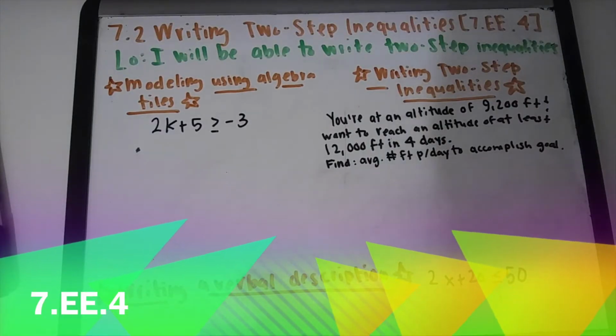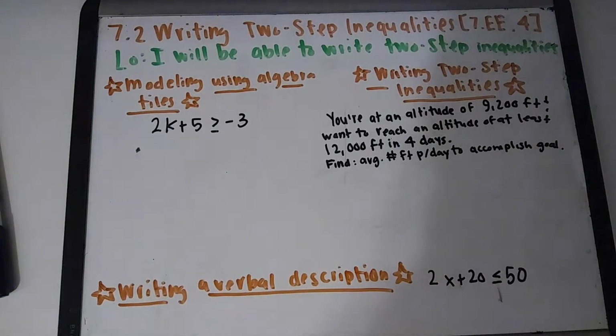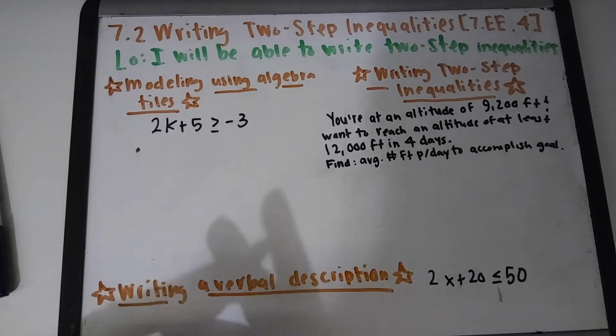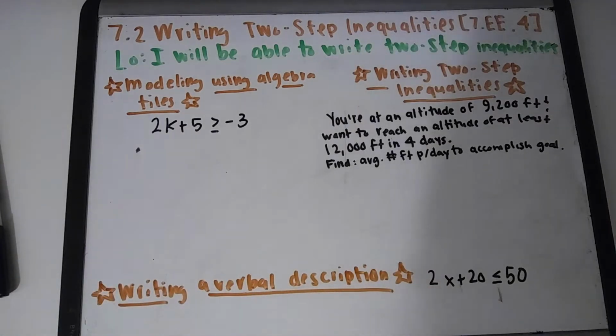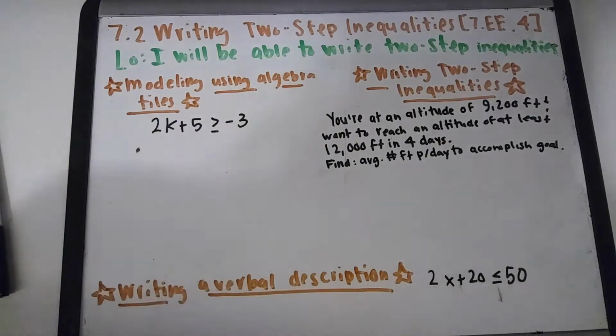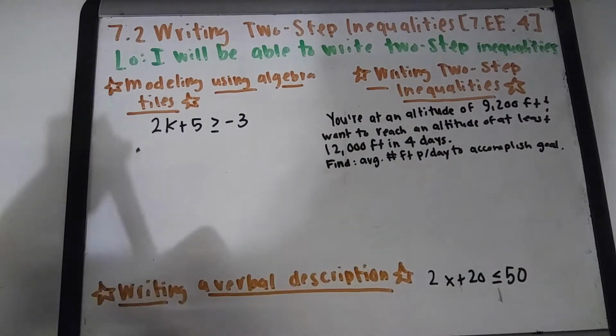Okay, you guys, so this is 7.2, writing two-step inequalities. Don't worry about solving yet. We're only writing in this lesson. The next one will be solving them. So again, your learning objective is to be able to write two-step inequalities, again, with an 80% accuracy given the practice problems. So right here, we're only going to model using the tiles.